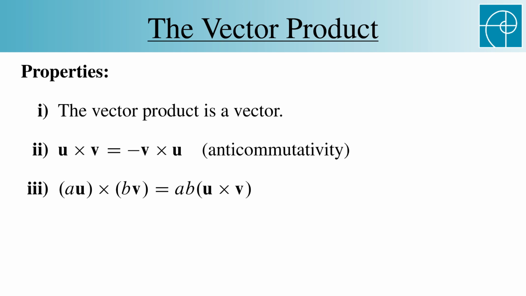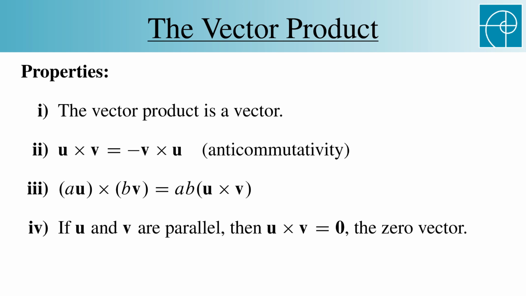Third, and this time just like the scalar product, the vector product of au and bv is ab times the vector product of u and v. Fourth, if u and v are parallel, then the vector product is the zero vector, which makes sense given that a force parallel to the position vector of a rotating bar wouldn't move the bar at all.